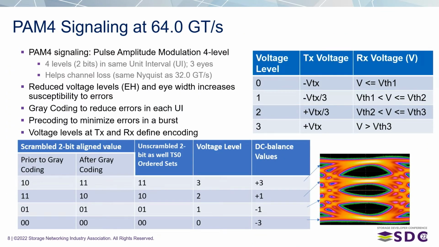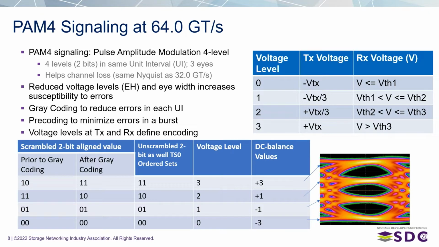So now, what about PAM4 signaling at 64 gig? Well, unlike NRZ, which is non-return to 0, there are 3 eyes, not 1 eye. And by that, what we mean is that we are keeping the unit interval the same as 32 gig. It's the same frequency if you want to think about it. Nyquist frequency is 32 gig, but instead of sending a 0 or a 1, we are sending 2 bits, right? That's why it is PAM4, full 4-level pulse amplitude modulation.